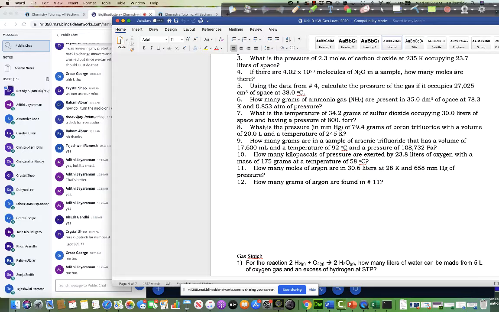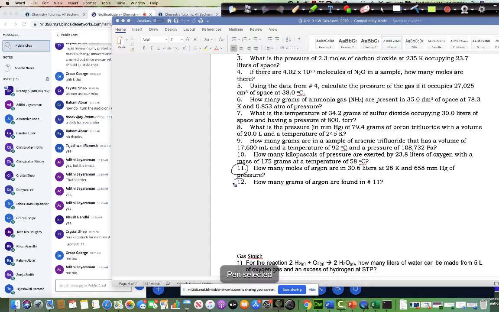Okay, let's do number 11 and number 12, because number 12 deals with number 11. Okay, so how many moles of argon are in 30.6 liters at 28 Kelvin and 658 millimeters of mercury of pressure? And then how many grams of argon are found?